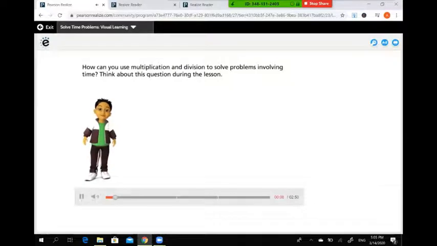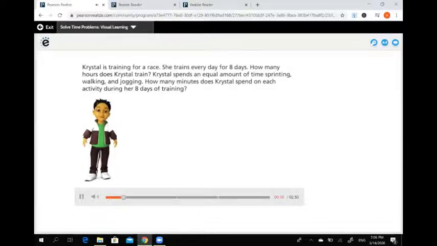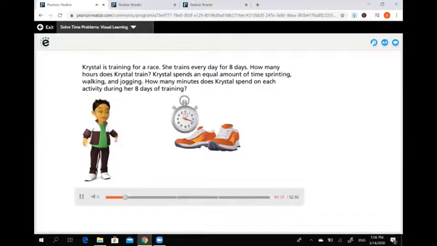How can you use multiplication and division to solve problems involving time? Think about this question during the lesson. Crystal is training for a race. She trains every day for 8 days. How many hours does Crystal train? Crystal spends an equal amount of time sprinting, walking, and jogging. How many minutes does Crystal spend on each activity during her 8 days of training?